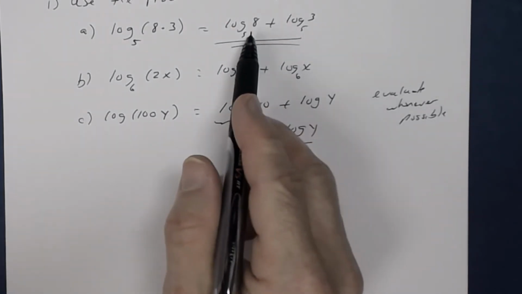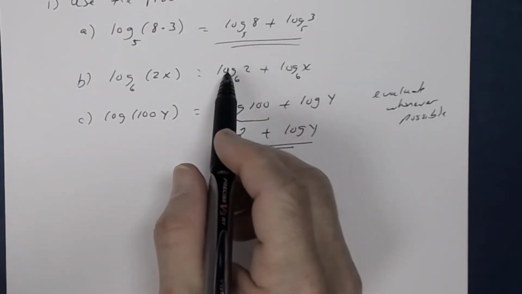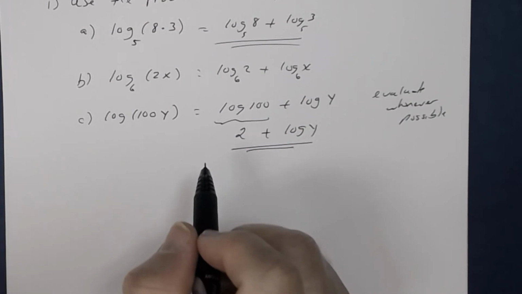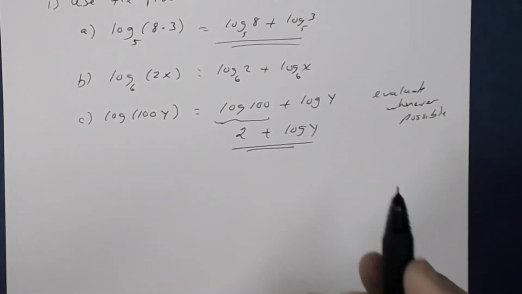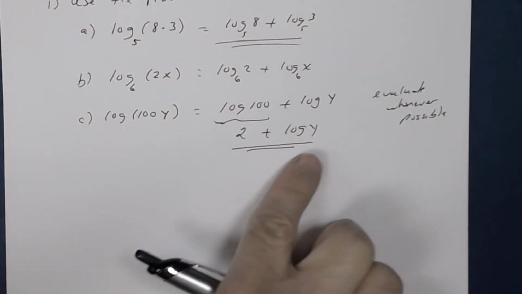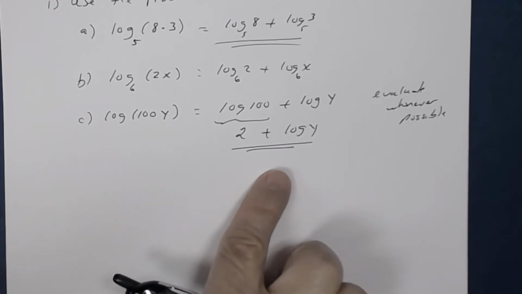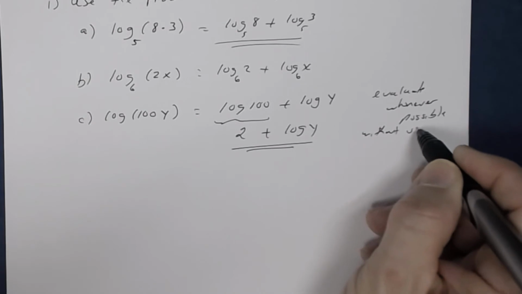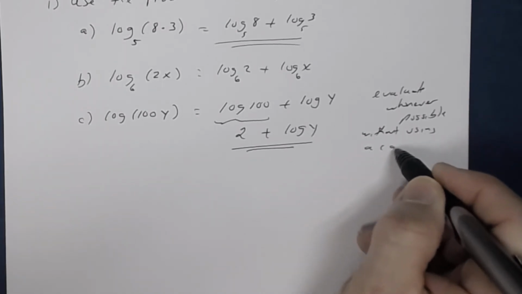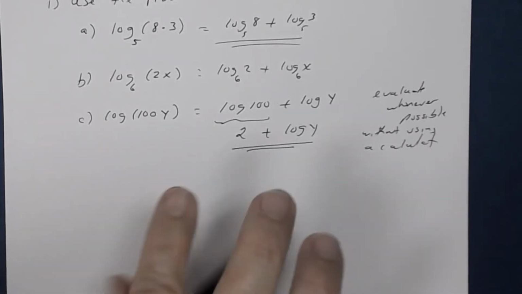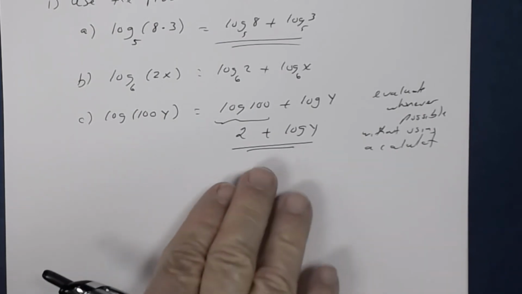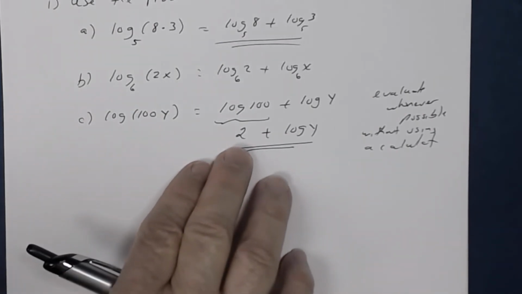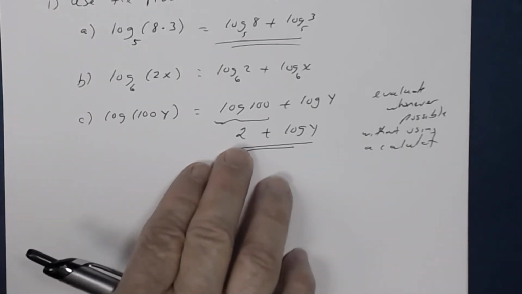5 rather, to what power is 8? I don't know. I would need my calculator for that. I would need the change of base formula, right? So whenever possible, evaluate without using a calculator. And it will say without using a calculator. And we're going to do more with this in part 2. So this will become more intense in part 2.